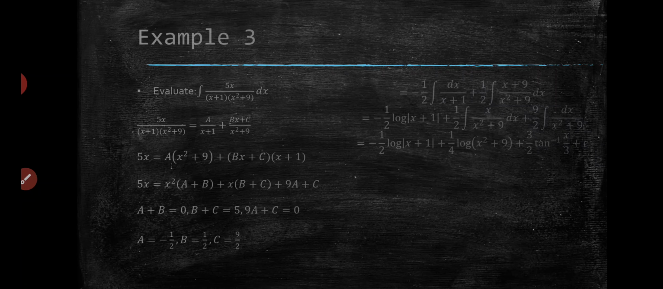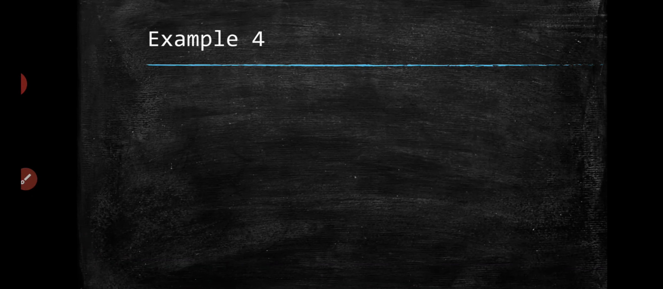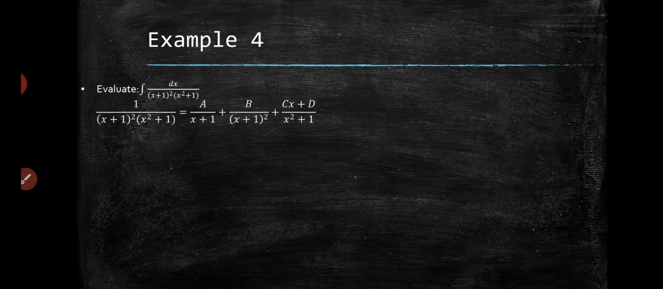Next, number 4. I have integration dx by (x plus 1) whole square into (x square plus 1). So this one is having a repeated linear factor as well as an irreducible quadratic factor. So I have got everything in it. So what to do?